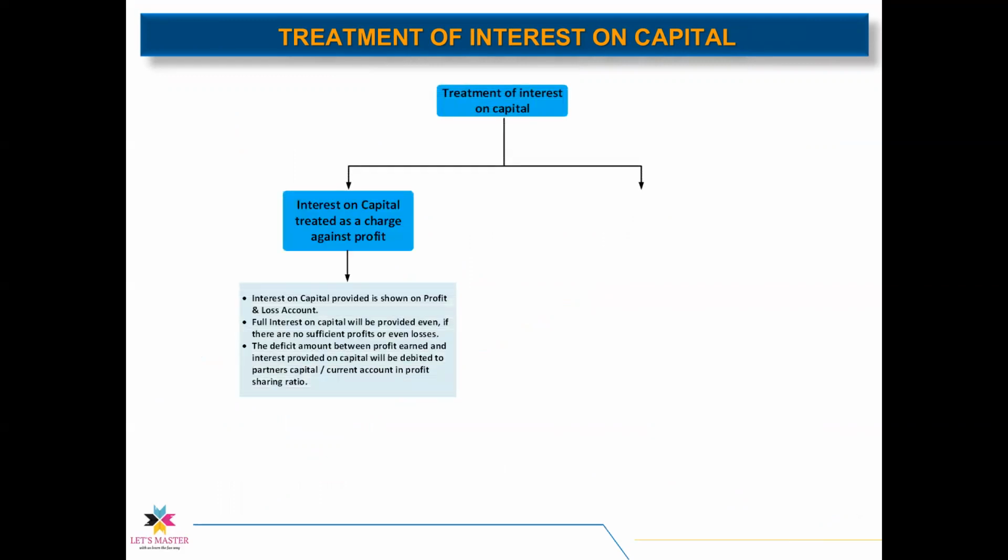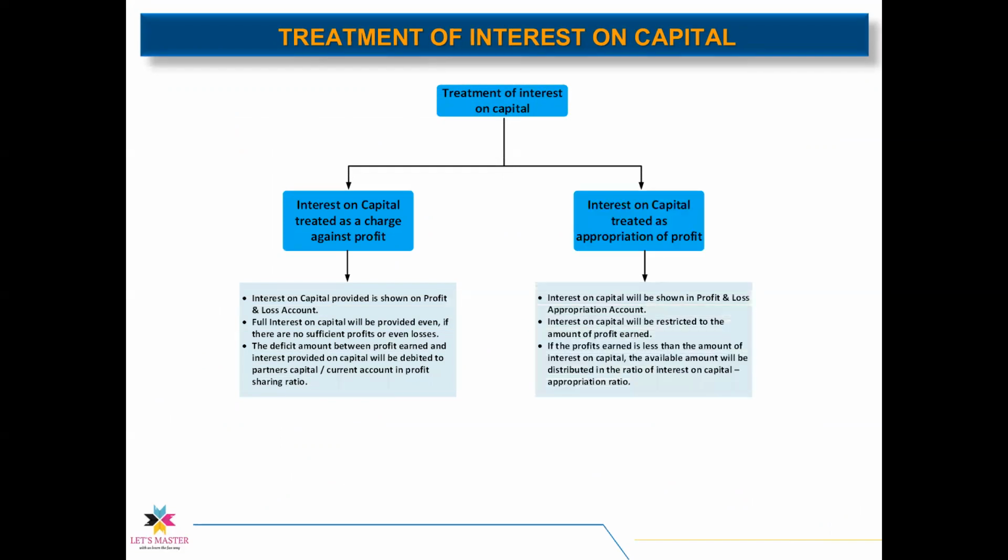Now we will talk about treatment of interest on capital. Now the interest on capital can be treated as either charged against profit, or it can be treated as appropriation of profit. Now, what is charged against profit and what is appropriation of profit?